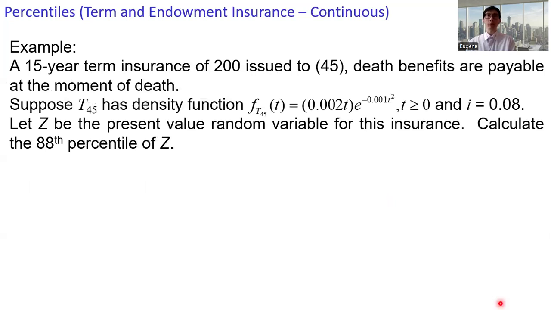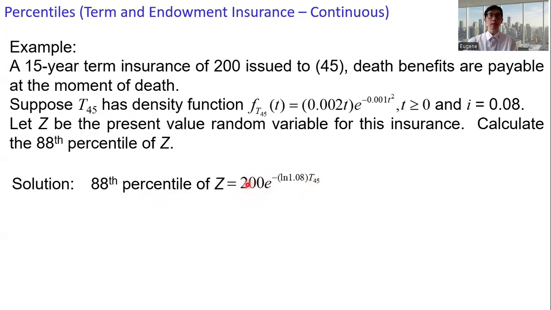All right, another example. A 15-year term insurance of 200 issued to an individual at age 45. Death benefits are payable at the moment of death. Suppose the density function for T45 is given by this expression. And then we have the interest rate 8%. Calculate the 88th percentile of Z.